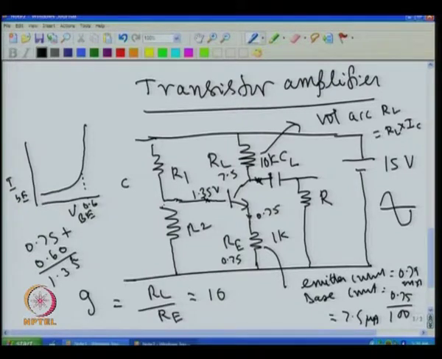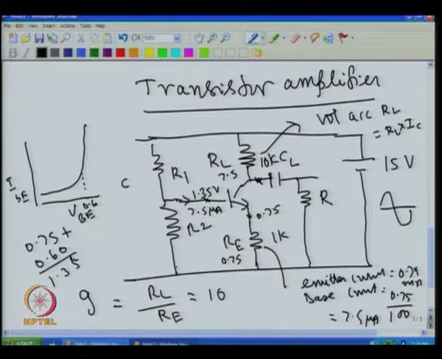So, this current is 0.75 milliampere, this turns out to be 7.5 microampere. So, actually there is a small current through this. Now, we select this current to be more than this 7.5 microampere, so that it has no effect on this voltage division. I fix this current 10 times more than this. So, I fix 75 microampere for this.